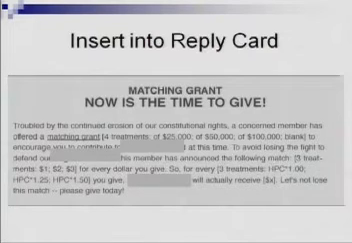Okay, so here's what the card said. Troubled by the continued erosion of our constitutional rights, this concerned member was trying to go after one of President Bush's Supreme Court nominees. A concerned member has offered a matching grant of $25, $50, $100, or blank to encourage you to contribute to blank at this time. To avoid losing the fight to defend our blank, this member has announced the following match: $1, $2, $3 for every dollar you give.